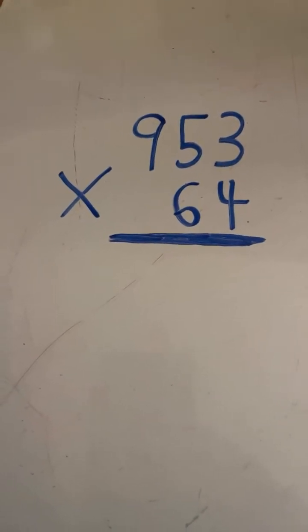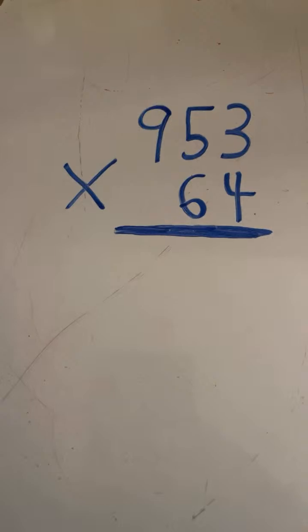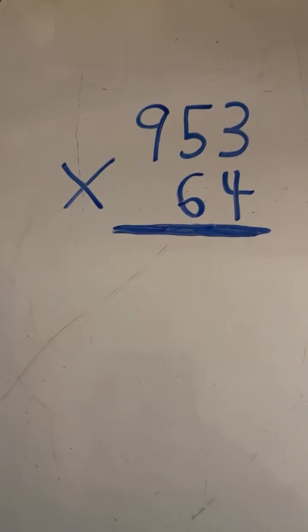all my future content. This video is going to be another review of 3-digit by 2-digit multiplication. Our first example problem is 953 times 64.